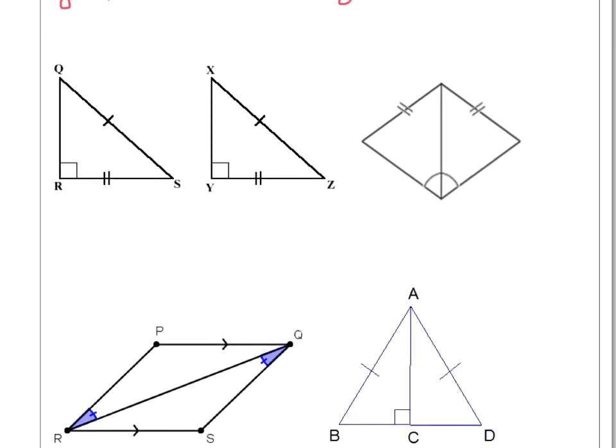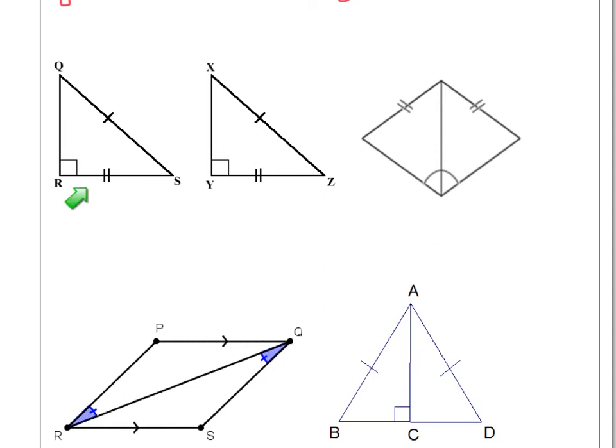Now these two are right triangles. At first it looks like we're looking at angle side side, which is not a postulate, but since these are right triangles, we actually have hypotenuse leg. So they are definitely congruent.